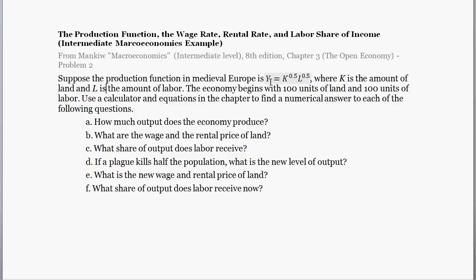This is a nitty-gritty, grinded out kind of problem where we're plugging numbers into a production function, and we're using what we know about the production function to figure out the wage rate and the rental price of land and the factor share of income.